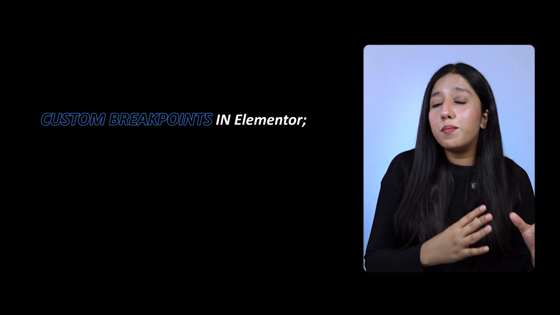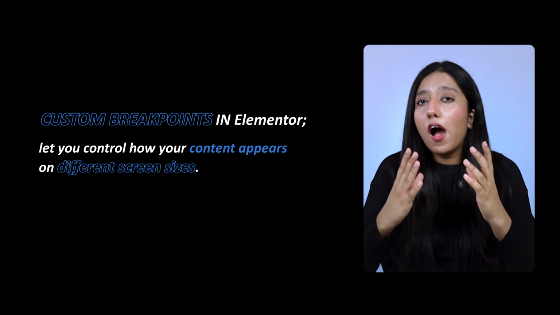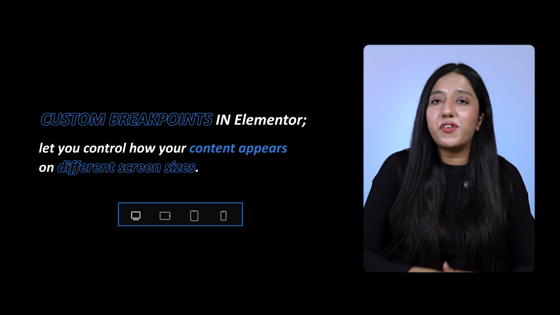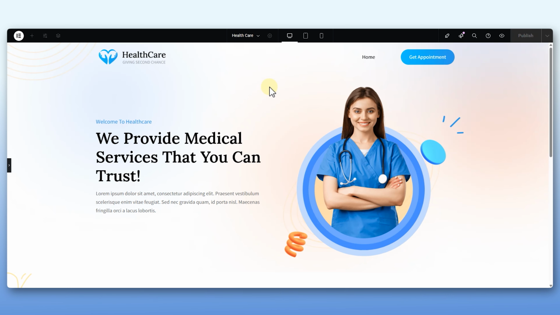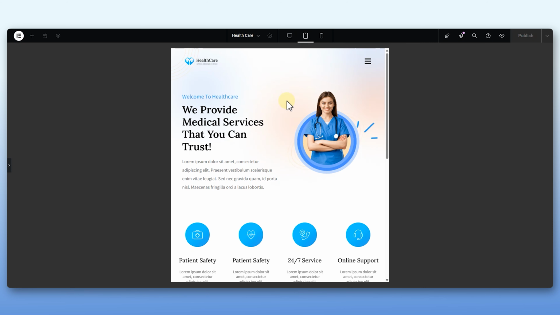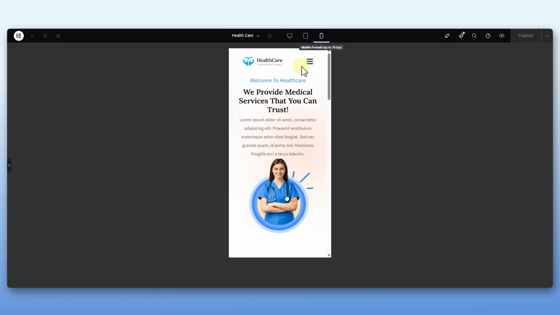Custom breakpoints in Elementor let you control how your content appears on different screen sizes. By default, Elementor offers three. You can find the controls right here. First, there's the desktop view for screens larger than 1025 pixels. Then we click here to switch to tablet view for screens between 768 and 1024 pixels. And finally, mobile view for everything under 768 pixels.